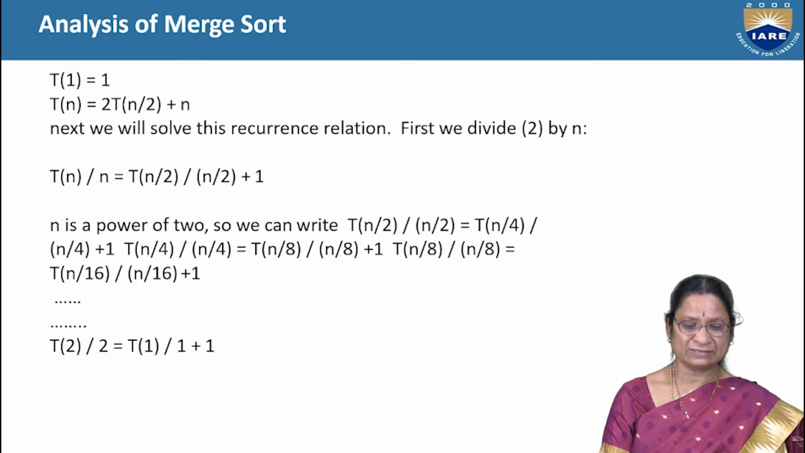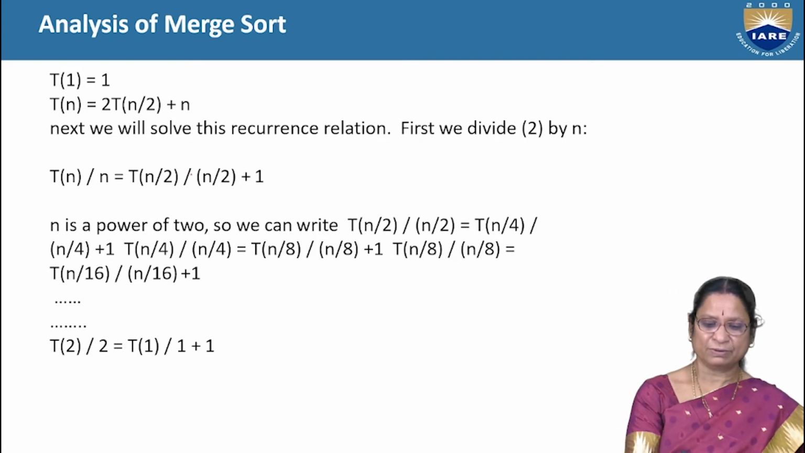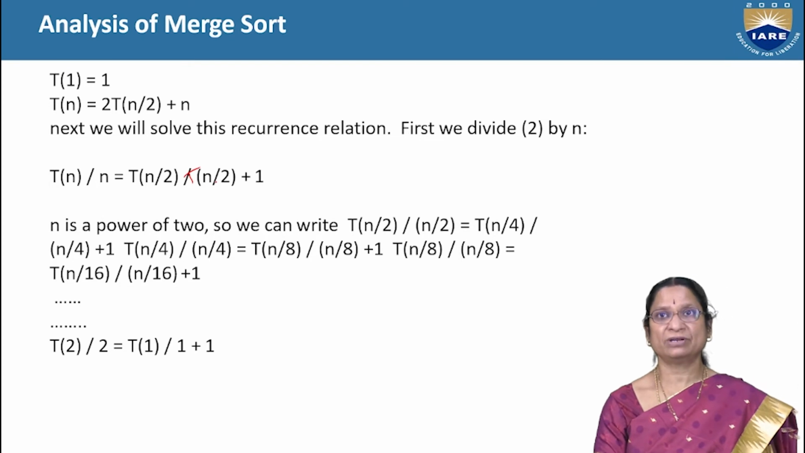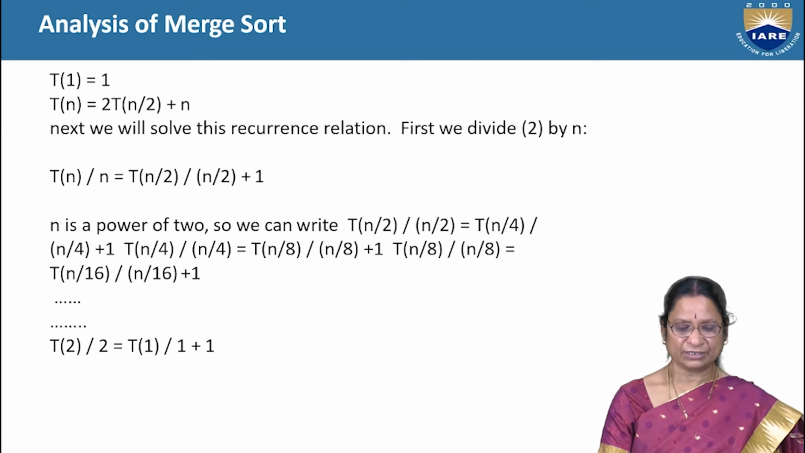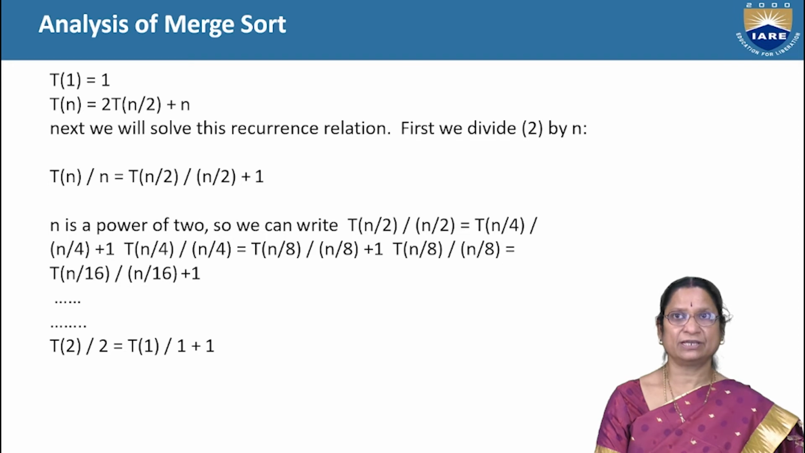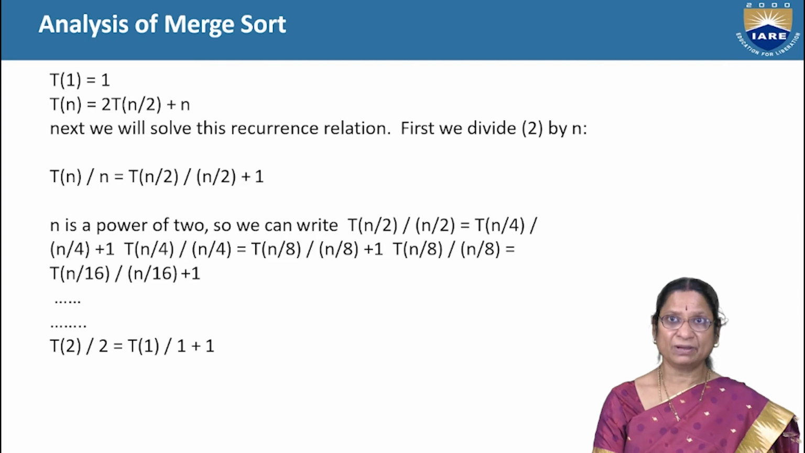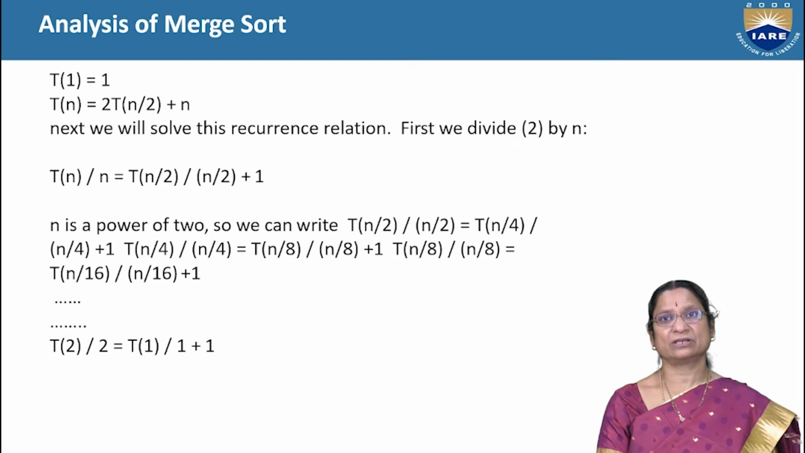But by using the substitution method, T(n) is equal to 2T(n/2) plus n. We keep on substituting the values. That is, n by 2 we are substituting; in n by 2 again, n by 2 is substituted, that is n by 4. Again T(n/4) means n by 4 by 2, that is n by 8. So this process is continued till your n value becomes 1.